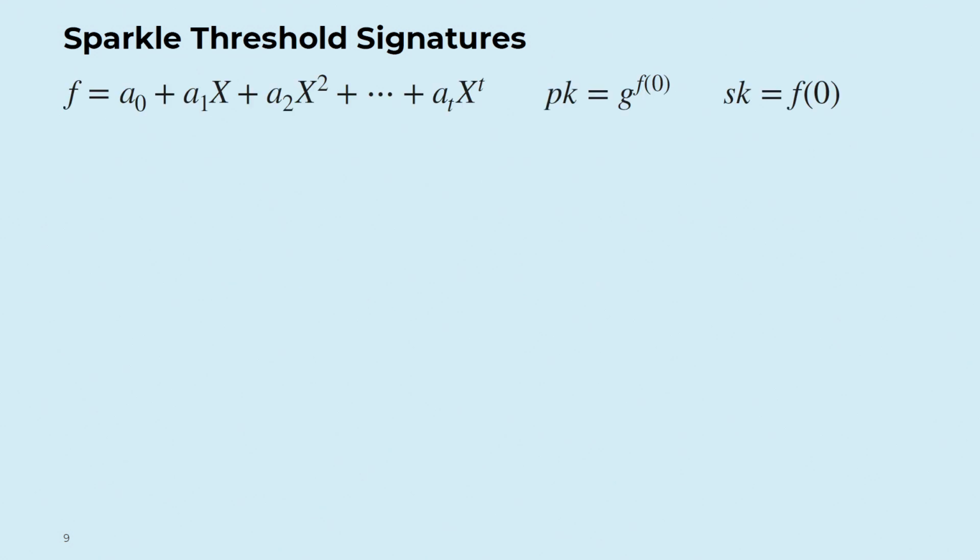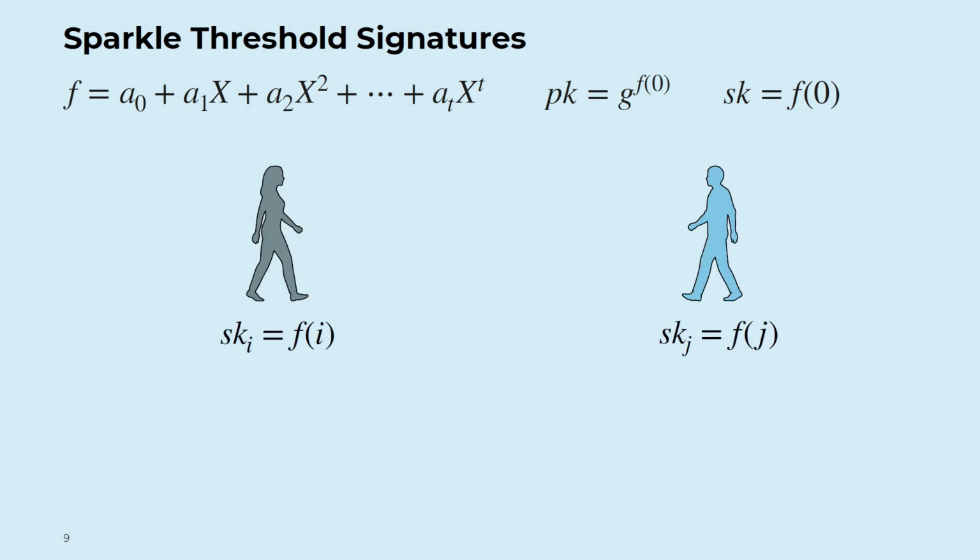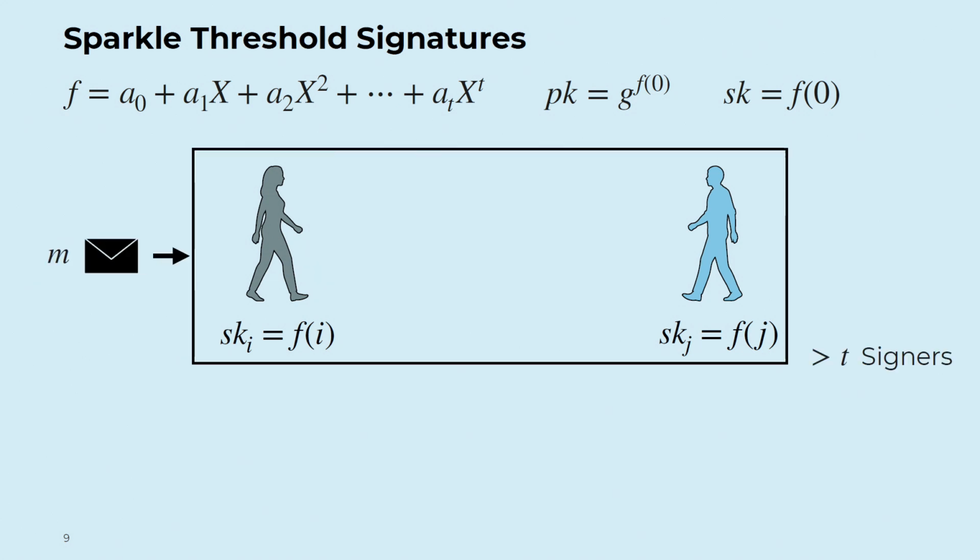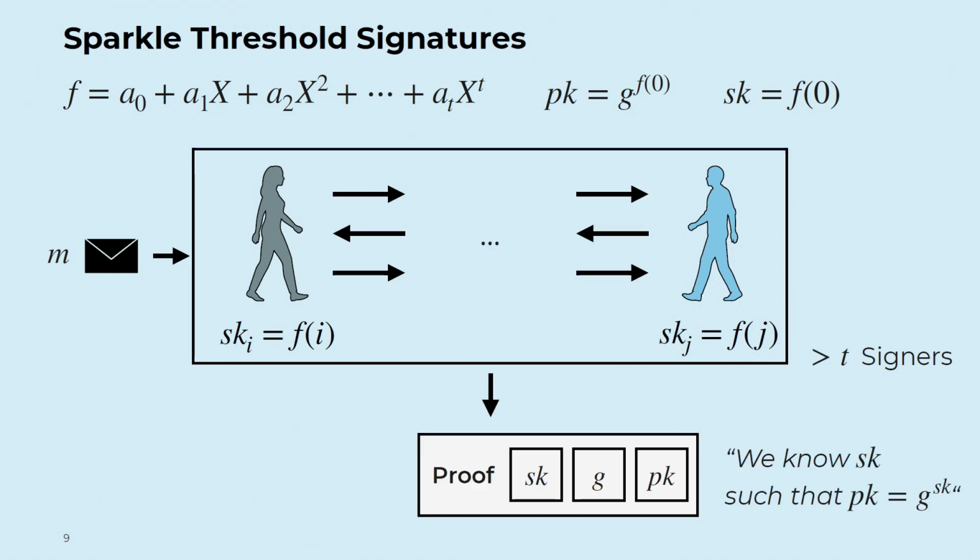Now let's see how this is used in this Sparkle threshold signature scheme. So again, we start with some polynomial f, and now our public key will be g to the f of 0. Our secret key will be f of 0. And now we split the secret key into shares where each signer I gets f of I. Okay, so that's a standard Shamir secret sharing. Now let's say we want to sign a message M, and we have more than T signers that come together. Now the first thing we should notice is that jointly they have enough information to recompute the secret key. But of course they will not do that. Instead they will interact in some protocol, which I will not specify in this talk. And as a result, they will get a proof of knowledge of the secret key, right?